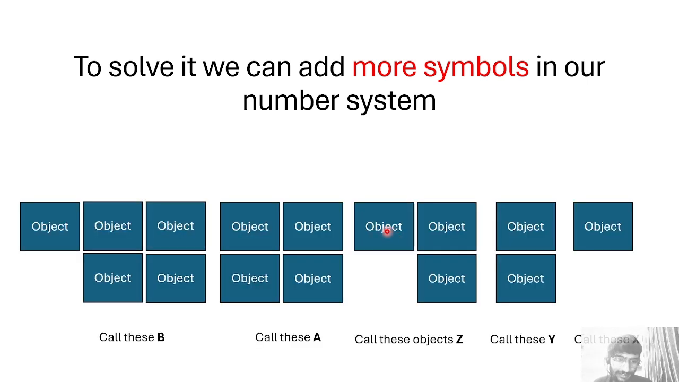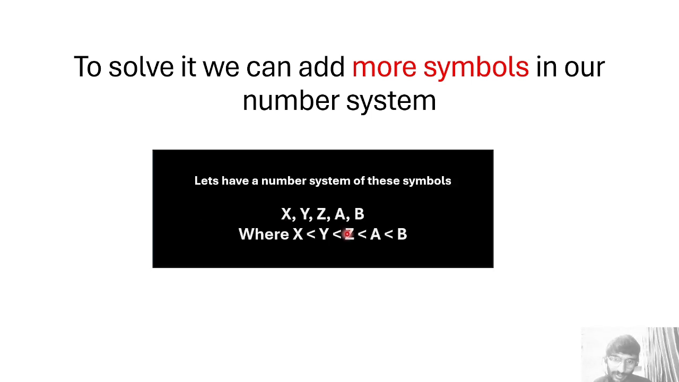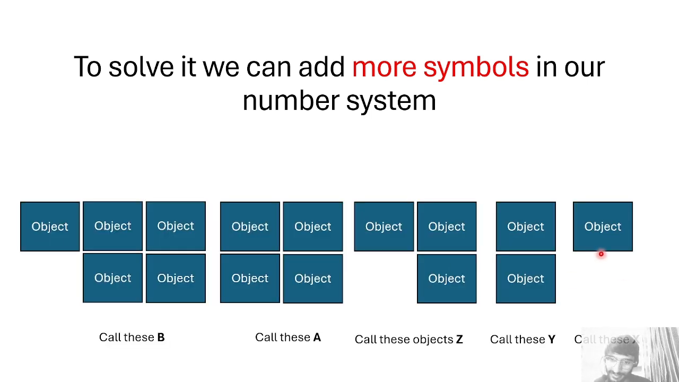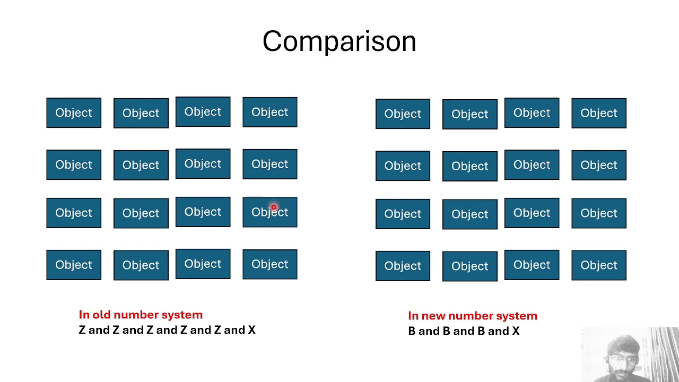And with that, you can see the quantities they represent. This is X, Y, Z, A, and B. So the symbols that we have defined in a number system are representing these quantities. Now, this quantity of objects is represented by our old number system that we saw in the previous slides, which was using only 3 symbols, Z, X, and Y.